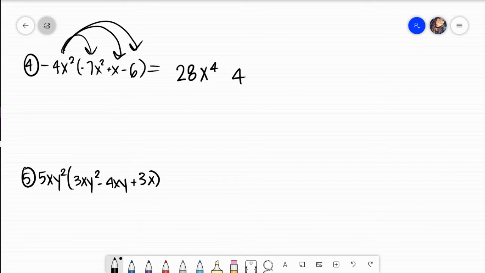Signs are different, so it's negative. x squared times x, you keep and add, which would be a 3, so x cubed. And then 4 times 6 is 24. Signs are the same, so it's positive. x squared times no x is just x squared.